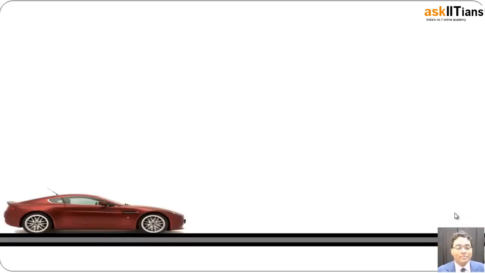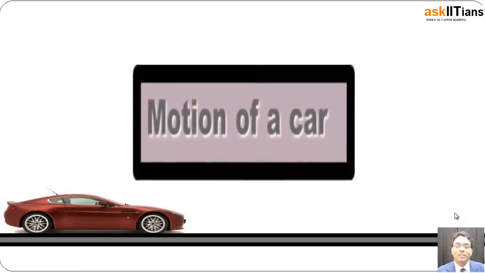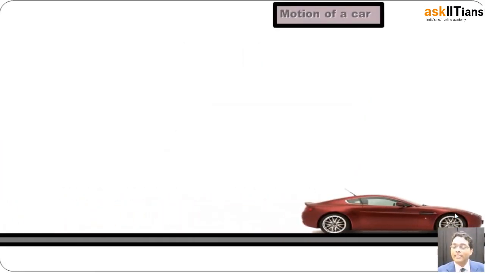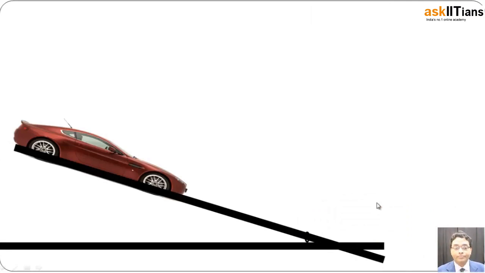If we discuss the motion of the car, let's say it is moving in a straight line path, then it will have a weight acting in the downward direction and there is going to be a normal reaction acting. The normal reaction is going to be R and the weight is going to be equal to mg. Here, assuming there are no other forces acting on it.